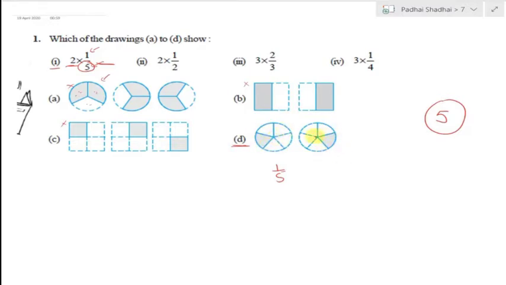Out of 5 parts, 1 is shaded, and 1 by 5 plus 1 by 5, so we can say it is 2 into 1 by 5. So here the answer for D is 1.